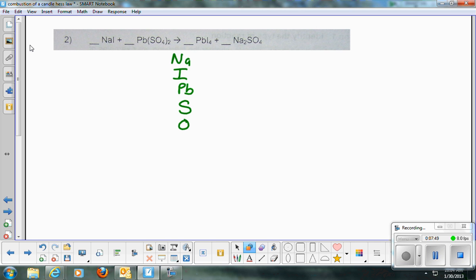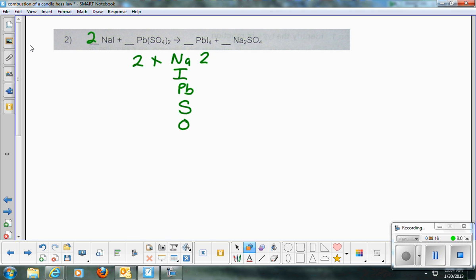Okay? So what we're going to do here is look on the left and we have 1 sodium. And we look on the right and we have 2 sodiums. That's the first place I need to stop. They have to be the same. I can only change it by putting coefficients. So I put a 2 right here. I now have 2 sodiums and 2 sodiums. Now, by the way, I would do this in pencil because you're going to be erasing and redoing.